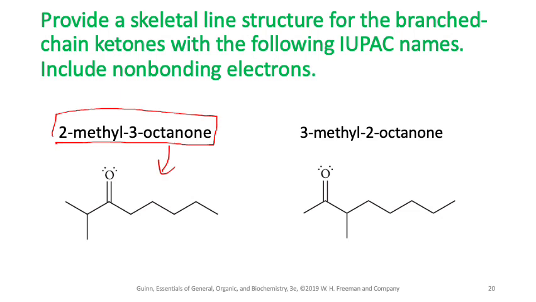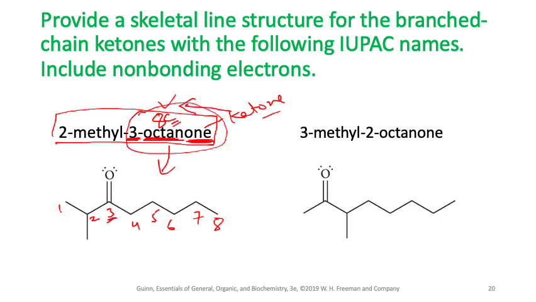So let's do it. I would suggest always going from the back side over here, from the parent chain. The time I see octane, I know this contains 8 carbons. And what is ONE? The time I see ONE, I know this is a ketone. And where do we have the ketone? On the third carbon. So let's draw it. 1 2 3 4 5 6 7 8. We already drew 8 carbons, and on the third carbon you have a ketone. So we're done with that.